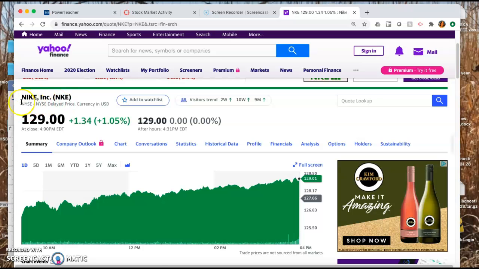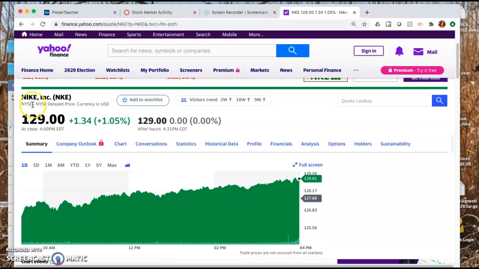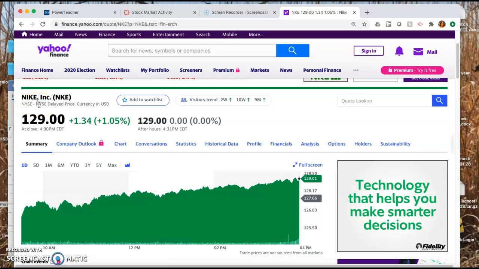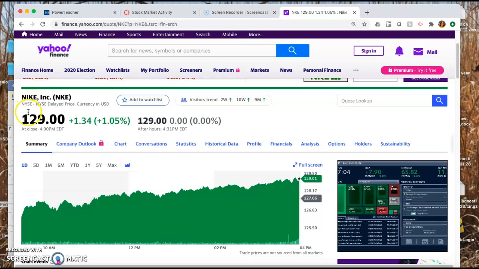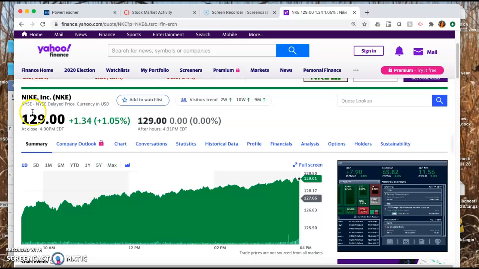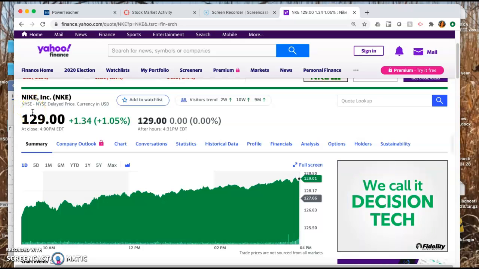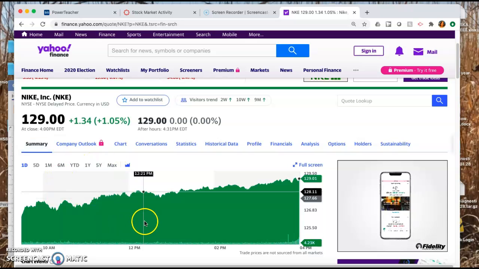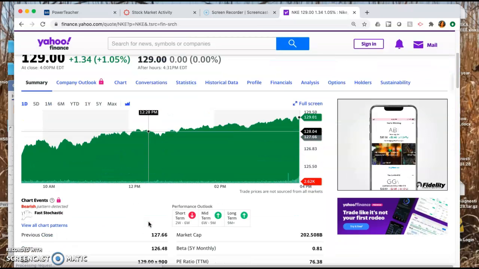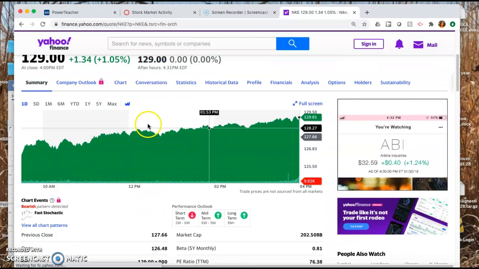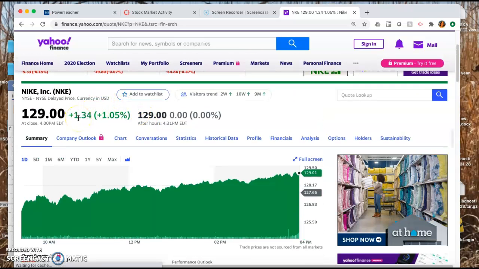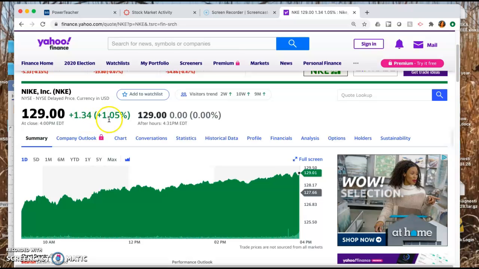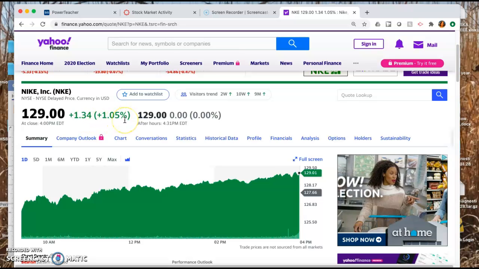This one is traded on the New York Stock Exchange. It's kind of like the retail store. You can only buy it in one place. So Nike can only be purchased through the New York Stock Exchange, which is the largest in the US. Also, on this front page, we can see how it's been doing today. It's up about $1.34 or a little over 1% today.